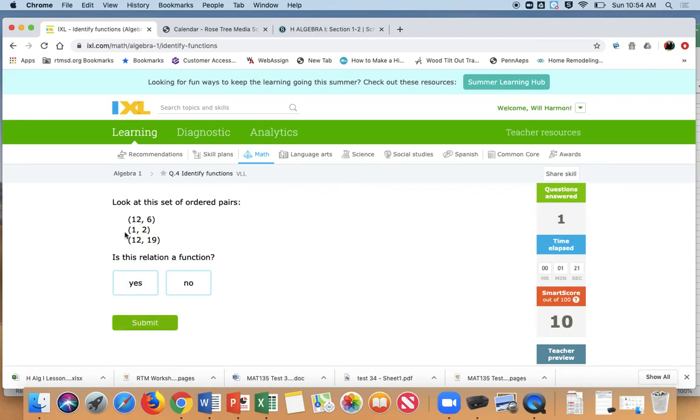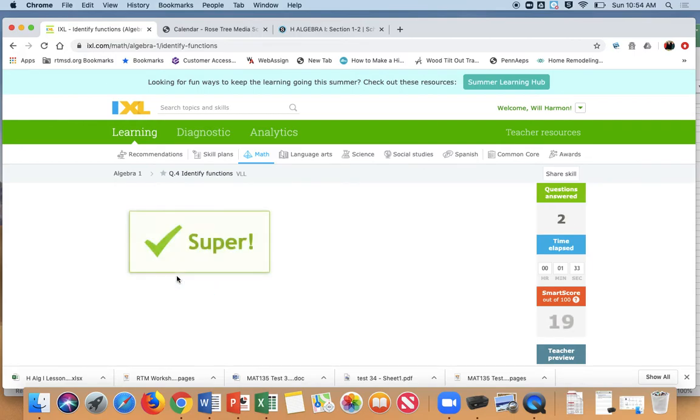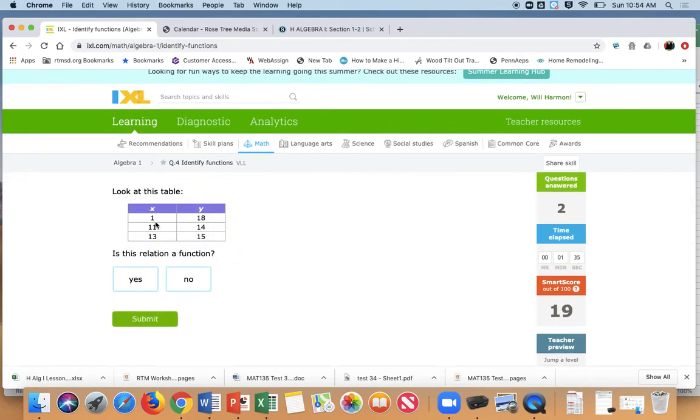Let's look here. We're looking at the first column, our x values. Notice you have a 12 here and a 12 here. That's a 6 and that's a 19. So that's telling me 12 is going to two different numbers, so it's not a function. Okay, 11, 1, and 13, they're all different. So I'm satisfied that it's a function, because as we saw in the last one, if these numbers repeat, it's not going to be a function.